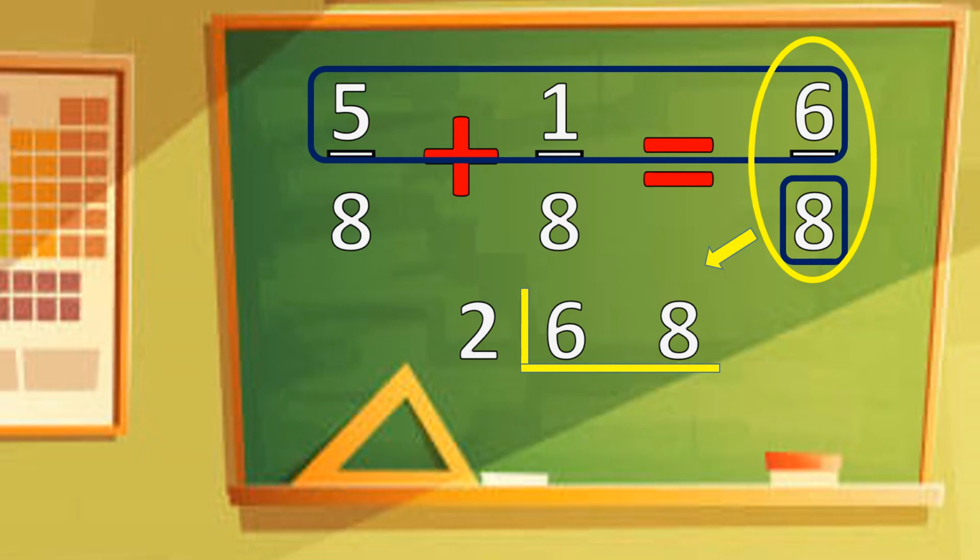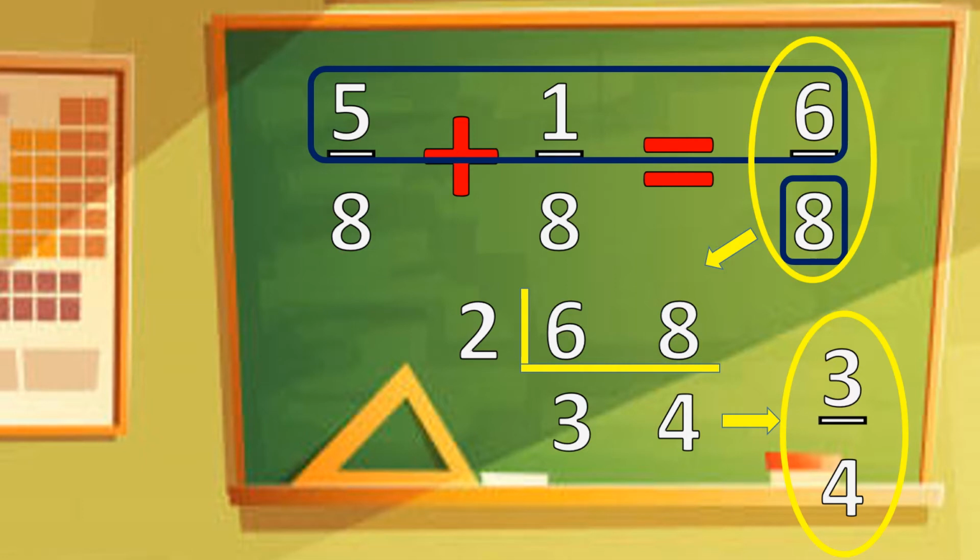Okay, so let's use continuous division to simplify 6/8. 6 divided by 2 is 3, and 8 divided by 2 is 4. Can we divide 3 and 4 by any other factor except 1? Okay, since we cannot divide 3 and 4 by any other number except 1, then we're done with our continuous division. And our final answer is 3/4. Did you get that?